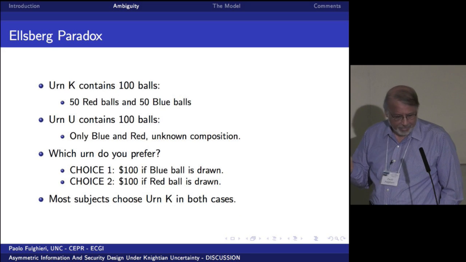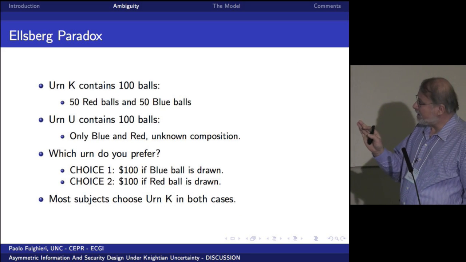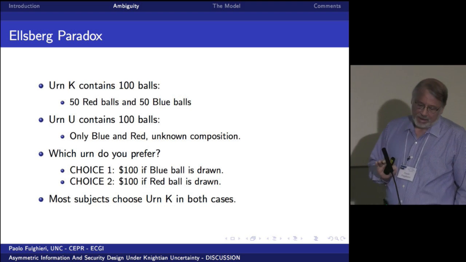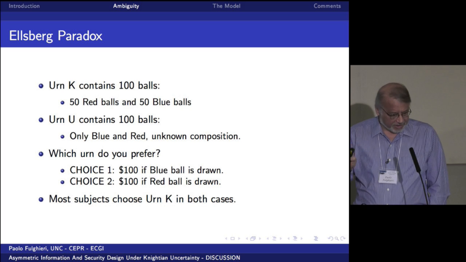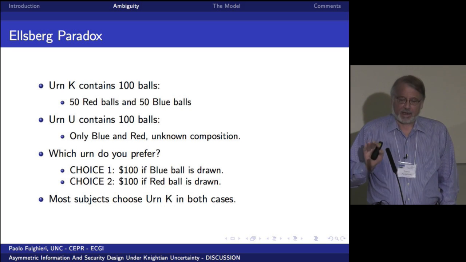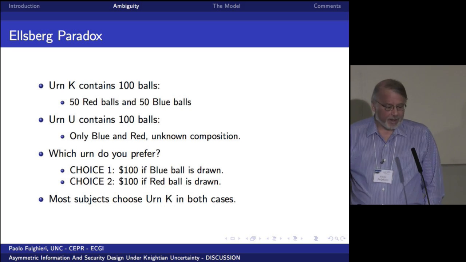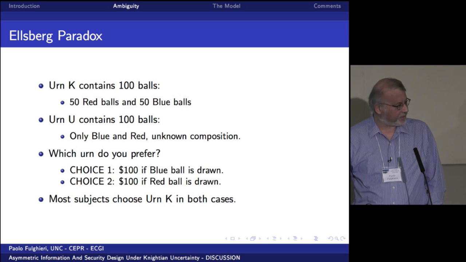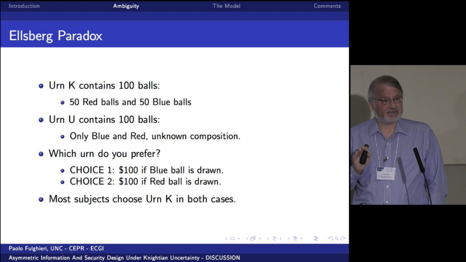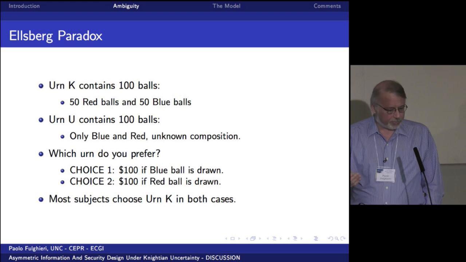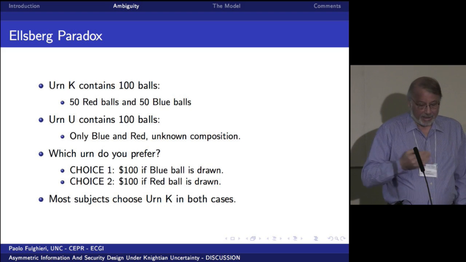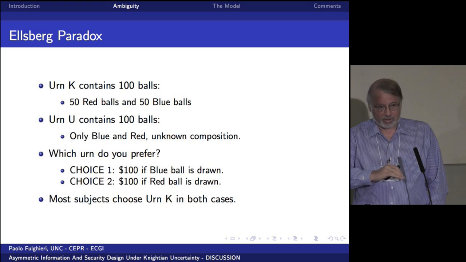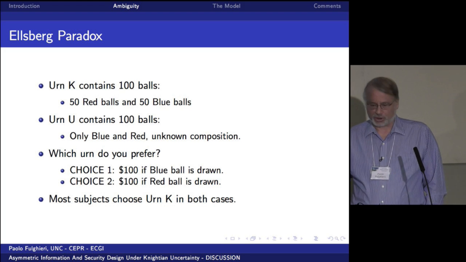Let me mention a little bit what the Ellsberg Paradox is, because it becomes important in what I'm going to say in a moment. One way to present the Ellsberg Paradox is the following. There are two urns. They both contain 100 balls. One urn has 50 red balls and 50 blue balls. This is the known urn because I know the distribution. The second urn, the unknown urn, has only red and blue balls, so I know there are only red and blue, but I don't know what the composition is.